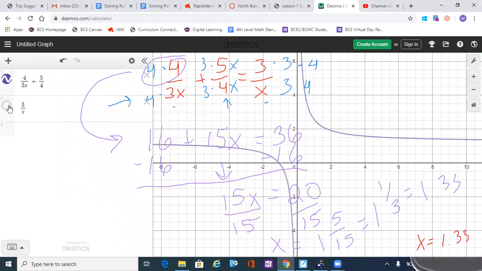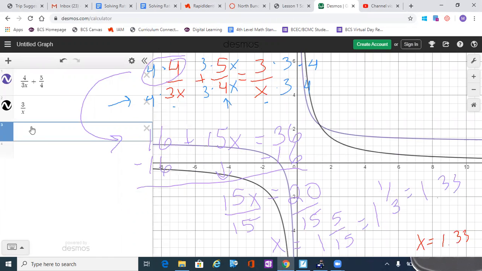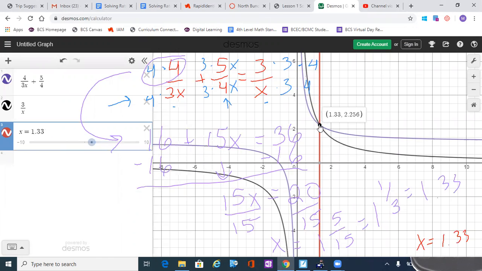Now, in the case that we need to check our work, which of course is always important to do, I'm going to go ahead and turn this on, turn that on. I know the intersection is right there where the black graph intersects the purple graph. And I'm just going to type in my answer. X equals 1.33. Check it out. The exact same intersection. We're in good shape. The value is x equals 1.